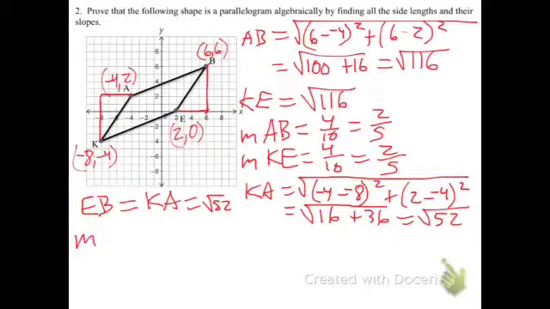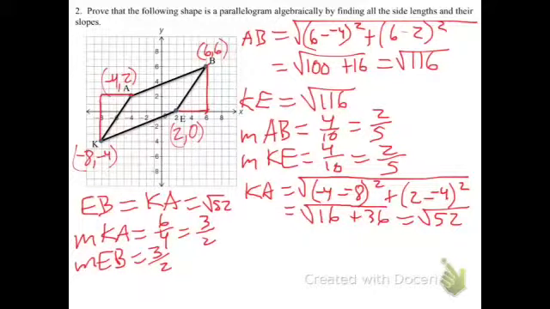We now need to look at the slopes of KA and EB. Well, the rise, which I already mentioned, is 1, 2, 3, 4, 5, 6. And then the run was 4. So you're looking at 6 over 4, which when you reduce it is going to be 3 over 2. And the slope for EB is equal to that same thing because it shares the same rise over run relationship.